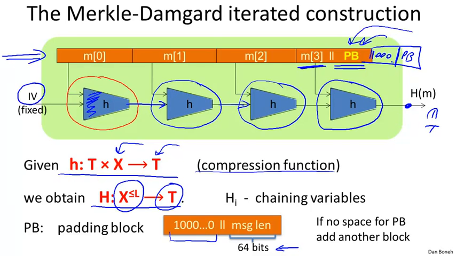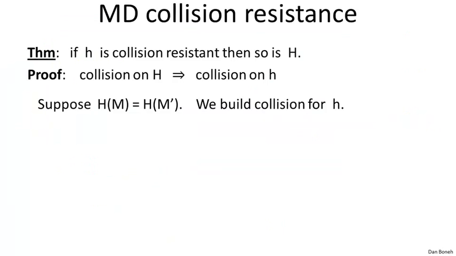The last piece of terminology I'll say is that we have these chaining variables. So h0 is the initial value, h1, h2, h3, up to h4, which is the actual final output of this hash function. So as I said, all standard hash functions follow this paradigm for constructing a collision-resistant hash function from a compression function. The reason this paradigm is so popular is because of the following theorem, which says basically that if the little compression function is collision resistant, then the big Merkle-Damgard hash function is also collision resistant.